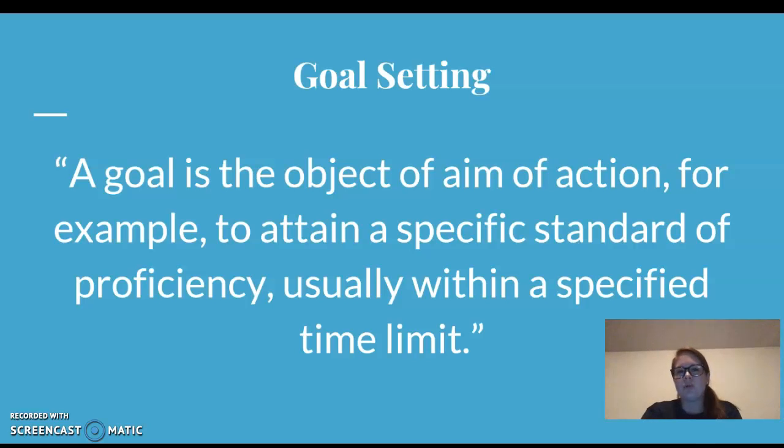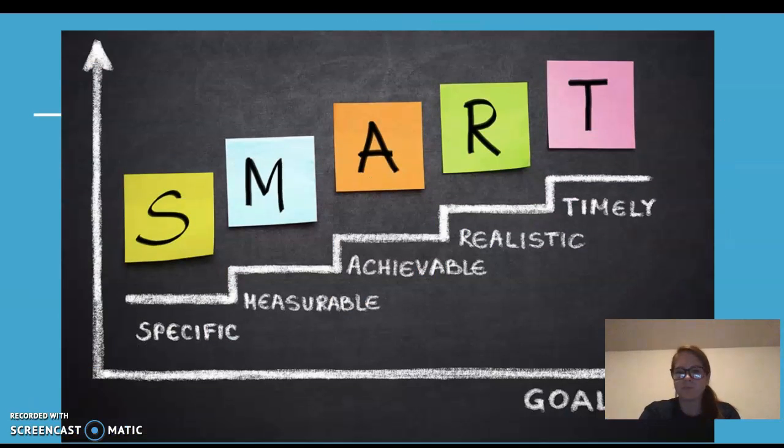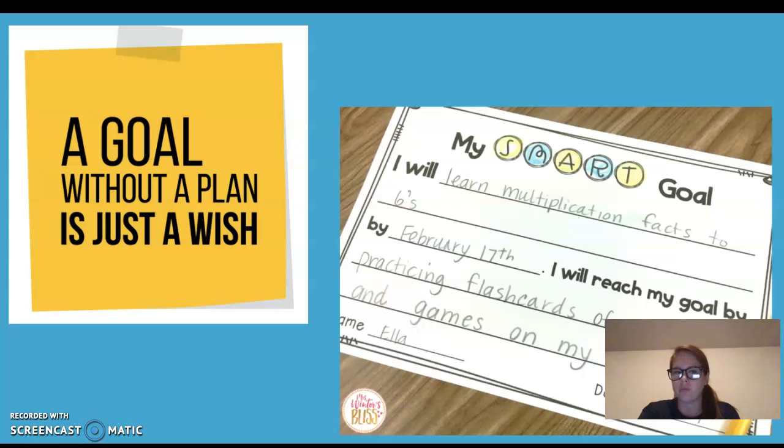And then ultimately helping our students to set goals. What is their aim of action? What are they trying to attain? Where are they trying to go? And what is their actual goal for themselves? The best way to set a goal is to set a SMART goal. So something that's very specific, something that is measurable, something that is achievable and realistic for them, and something that they can do within the year, within a marking period.